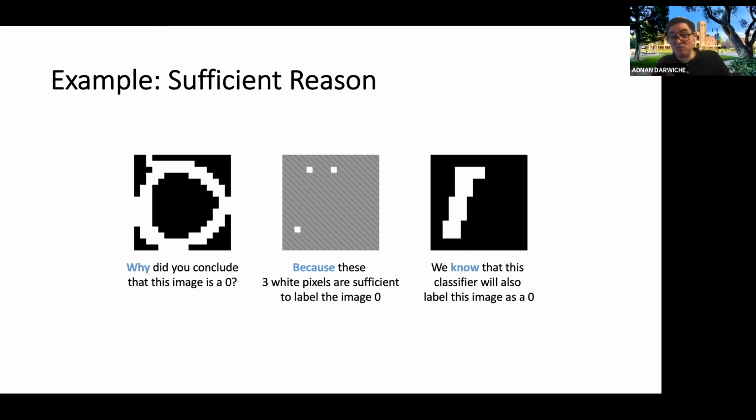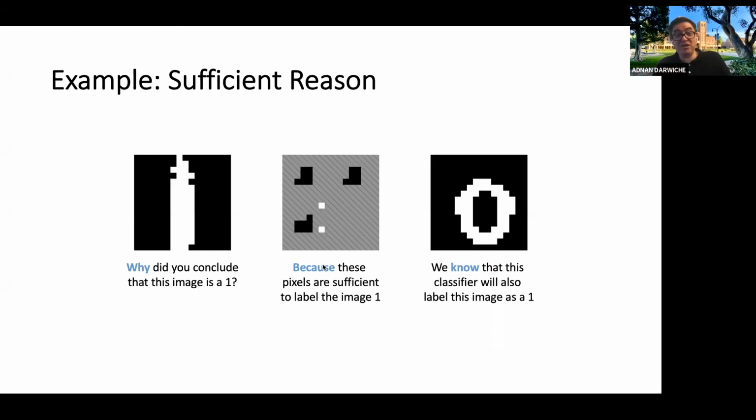Okay, now you can have, of course, multiple sufficient reasons. Here's another example. This is an image that was classified as a 1. And here's the sufficient reason. If you keep these pixels black and these white, I'm going to classify this as a 1 regardless of what the other pixels are.